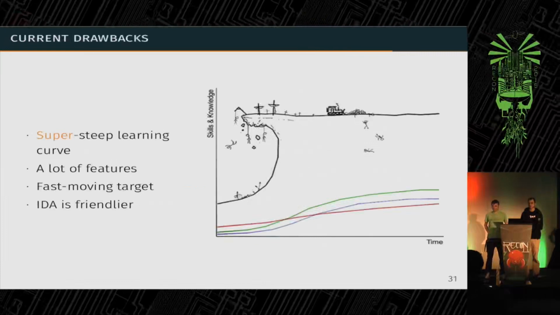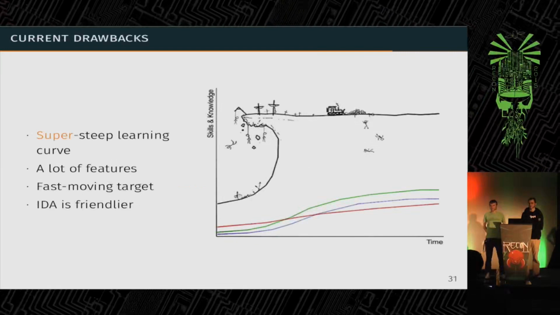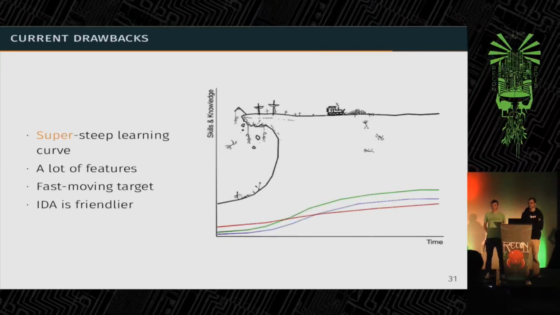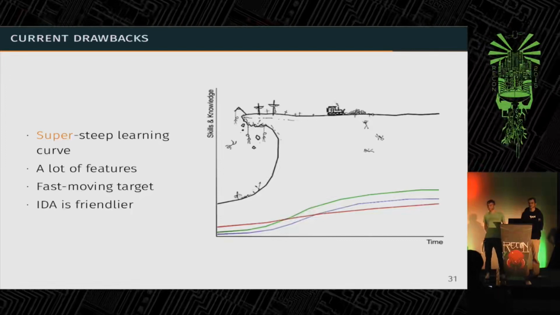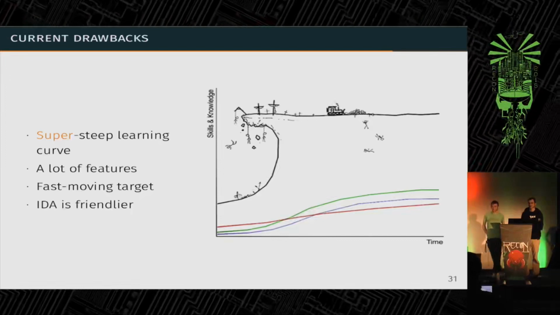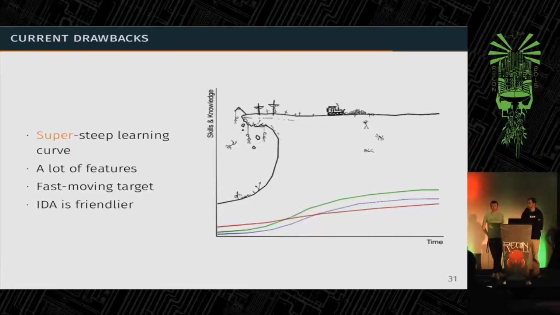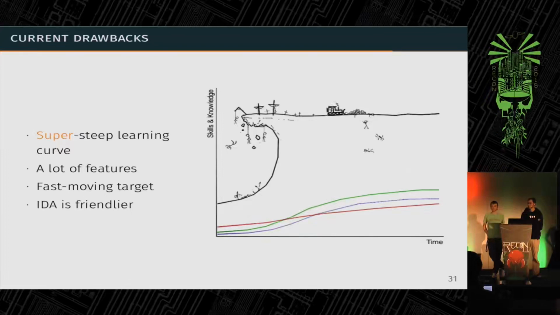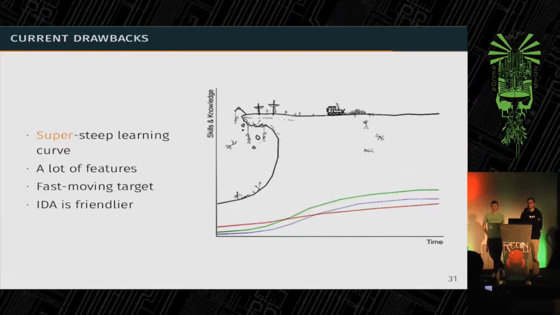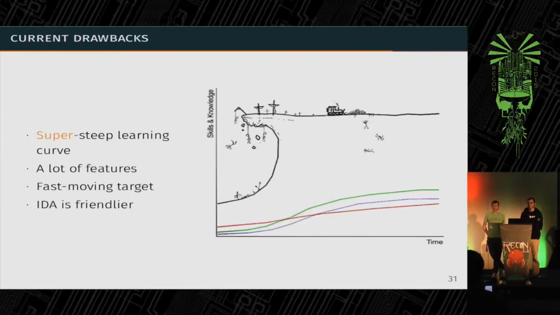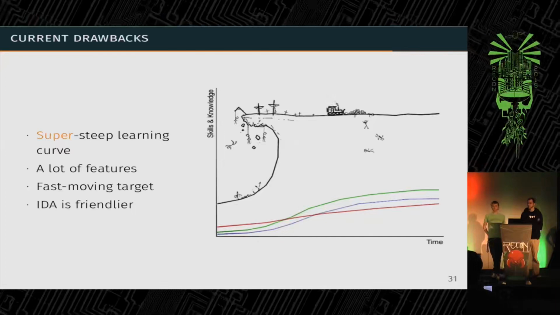So the drawbacks are, compared to IDA, we have a super steep learning curve. The user interface is not generally friendly to new users. We have a lot of features, and almost nobody knows how to use all of them. The targets are very fast moving because new technologies are made all the time. There are tons of great binary analysis tool chains, tons of great tools for all of this, and to keep up with these features is pretty tough. And IDA is generally a much friendlier tool for people that are both used to it and new users.